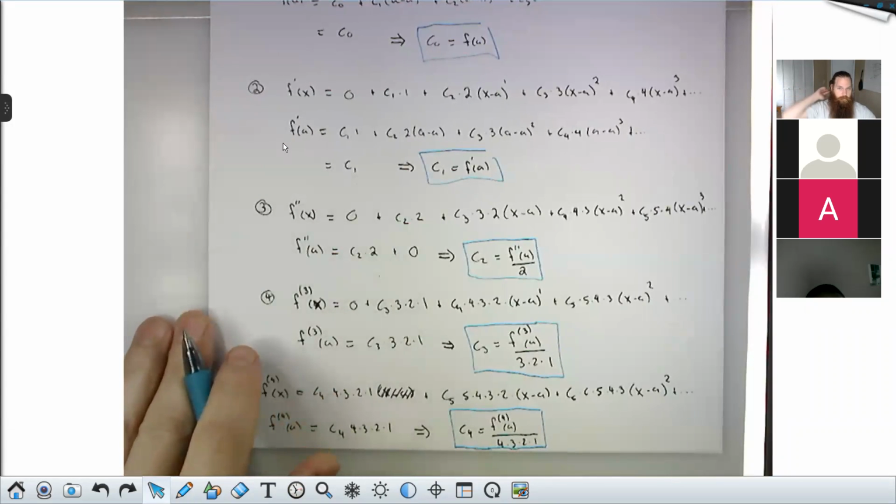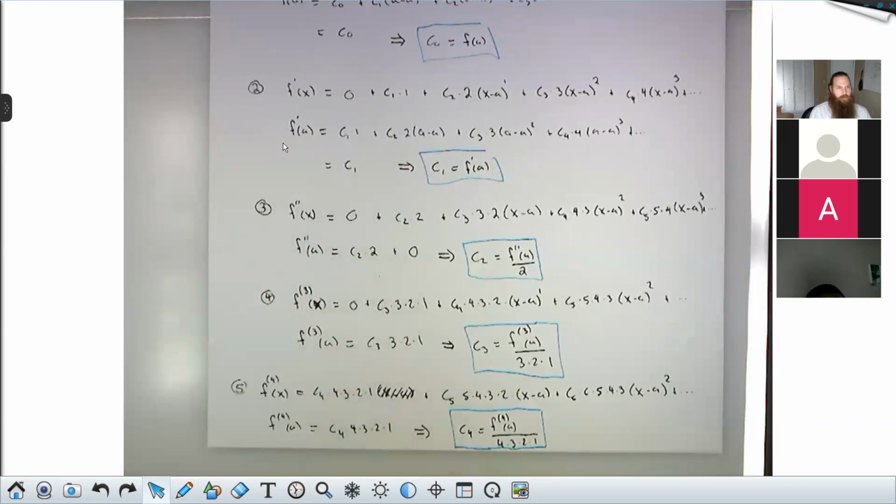Does anybody think they see a formula for the cn's? There is a factorial, yeah. The denominator is a factorial. And the numerator is the nth derivative of f of x evaluated at a.